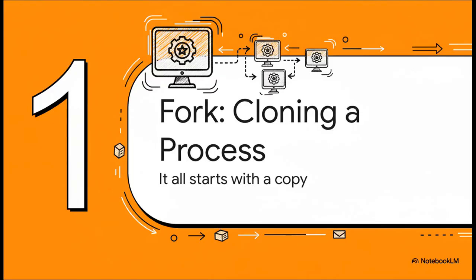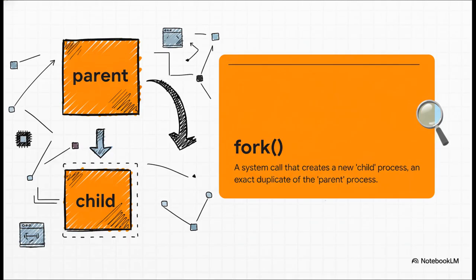Okay, so the whole journey starts with this one kind of weird idea, cloning. Before your computer can run a new program, it first has to make an exact, perfect copy of the program it's already running. In this case, your shell. This is done with a system call called fork, and the whole parent-child analogy is perfect. The original process, your shell, becomes the parent. When it calls fork, it creates a brand new child process that is, for a split second, its identical twin. It's got the same code, the same memory, the whole shebang.